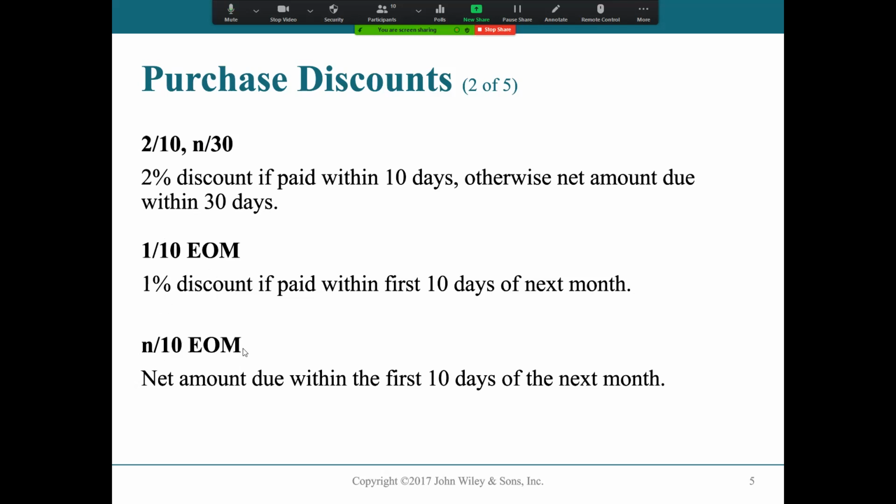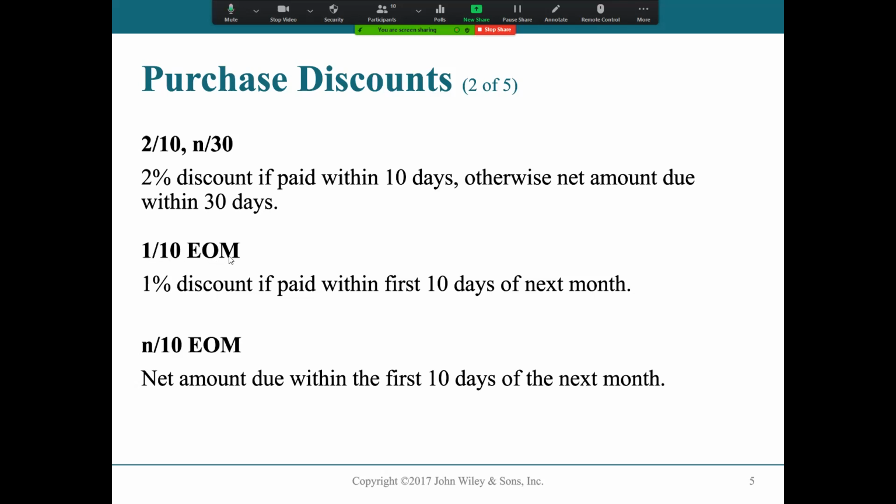this week. This notation, 2/10, n/30, means you get a 2% discount if you pay what you owe within 10 days, or the net, which means the full amount is due within 30 days. So if you pay within 10 days, you get a 2% discount. You can choose to do that, or you have 30 days to pay the full amount.